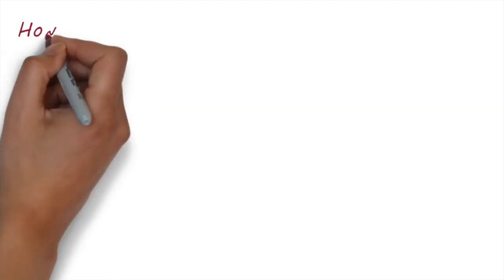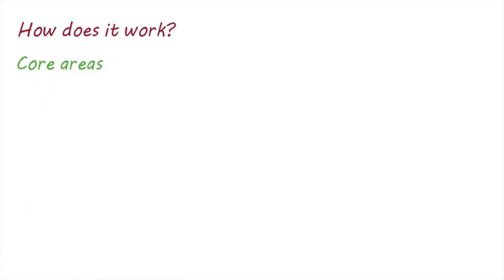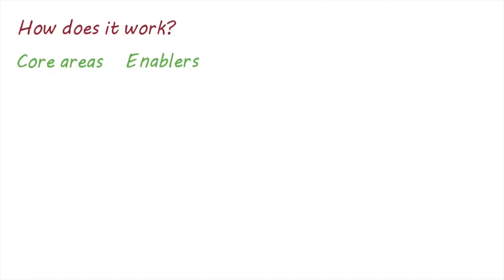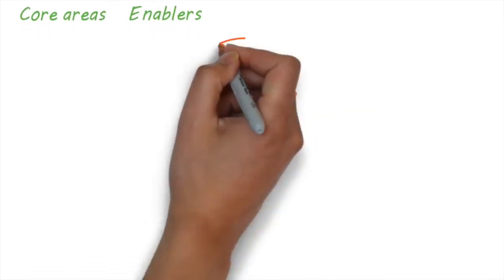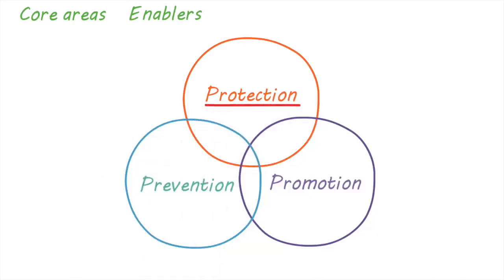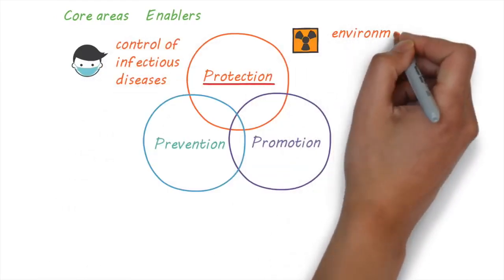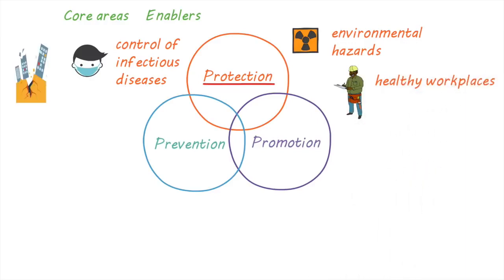Now let's have a look at how public health works. The World Federation of Public Health Associations has developed a useful framework to understand how public health is delivered. There are 3 core service areas of public health and a group of enablers that ensure that these services can occur effectively and efficiently. The 3 core areas of public health are protection, promotion, and prevention. Protection is about protecting the health of the population. This includes the control of infectious diseases, managing environmental hazards, ensuring a healthy workplace, and managing health emergencies.